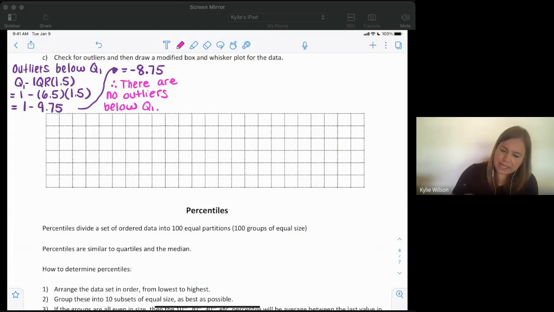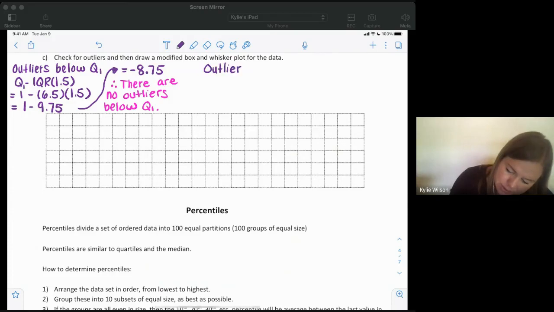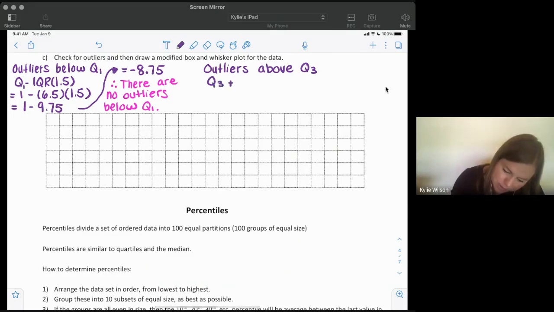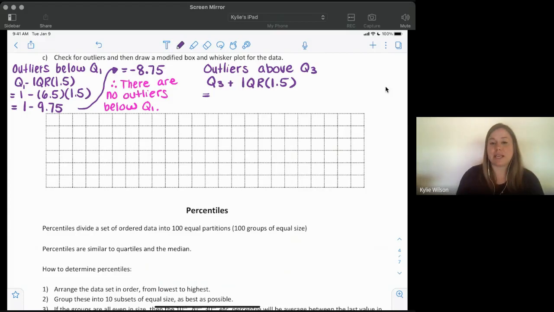Now we'll do it again on the other side. So let's look for outliers above Q3. That's the next thing that we'll do. So I take my third quartile, and now I'm going to add my IQR multiplied by 1.5. This will give me the cutoff, and then any numbers above this would be considered outliers.